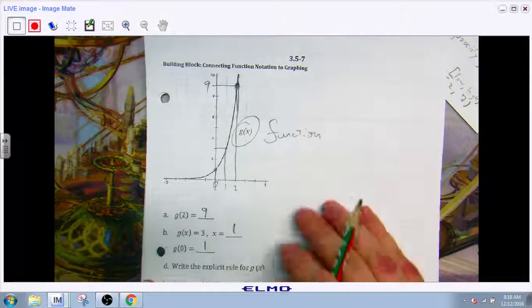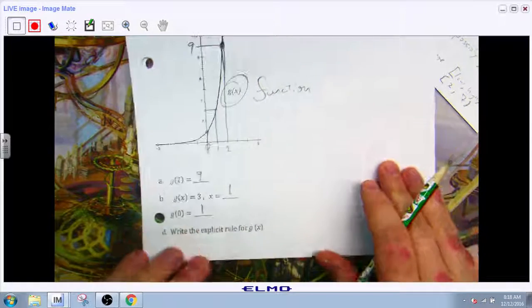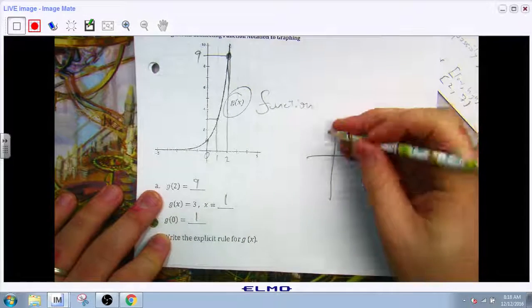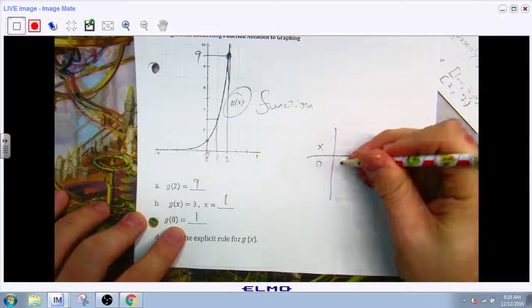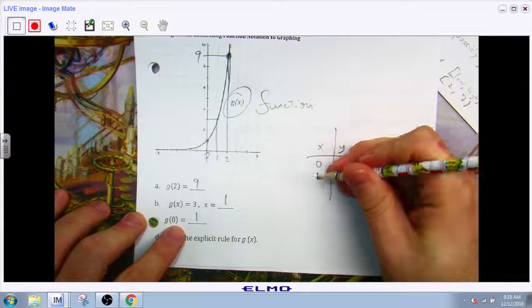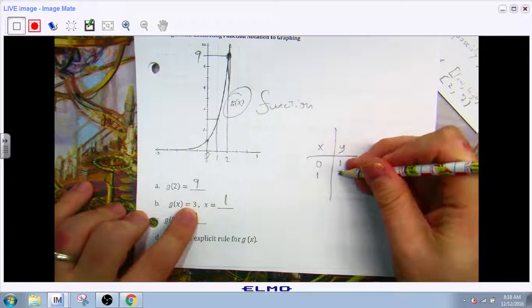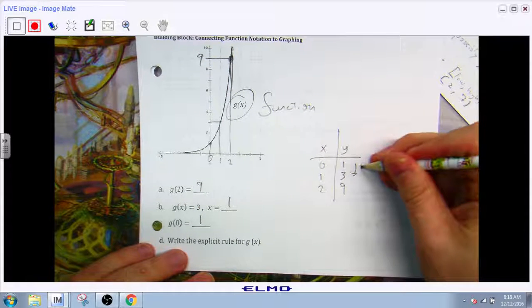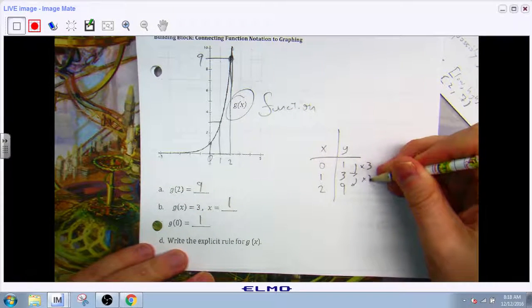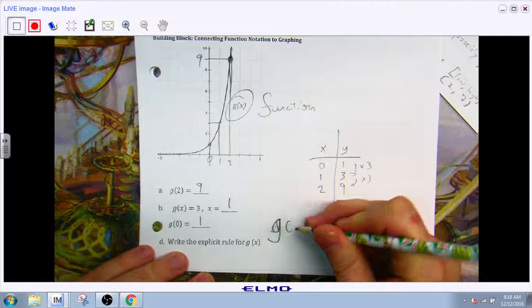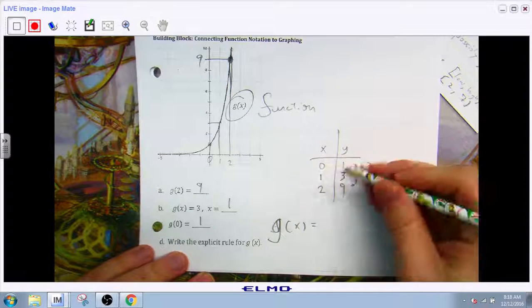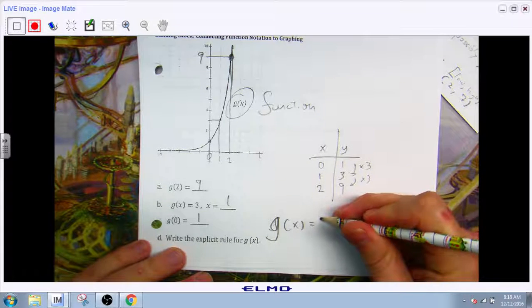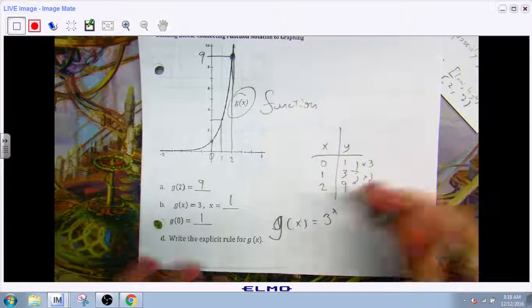And then what's the explicit rule for g of x? Well, okay, so let's look at our table. I know when x is 0, I have 1. When x is 1, I have 3. And when x is 2, I have 9, right? So each time I'm multiplying by 3. So g of x is going to equal my n sub 0, which is 1, so I'm not even going to bother writing it, times my common ratio to the x power. Done.